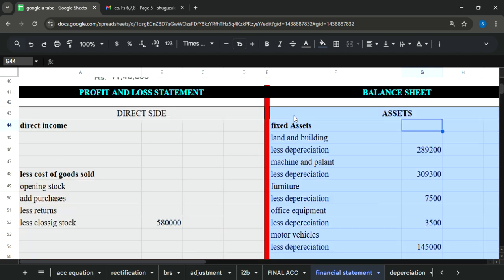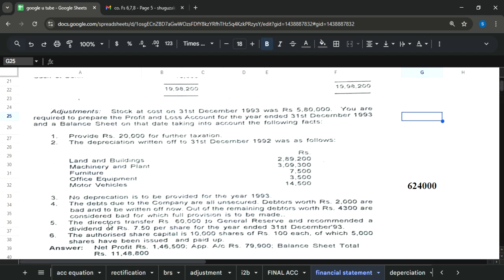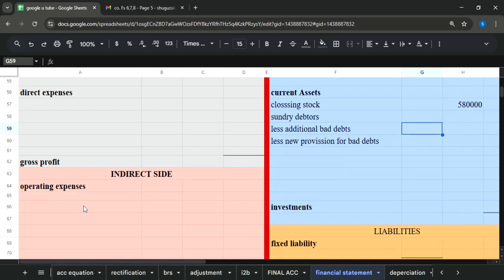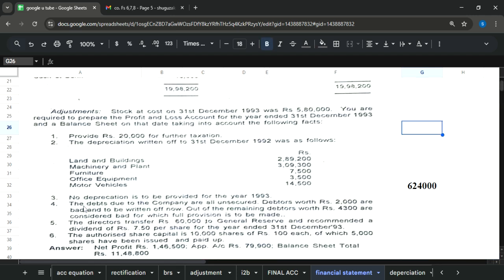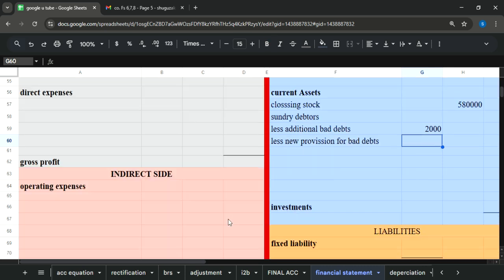And here please note it down. Debts due to the company are all unsecured. Debts worth rupees 2000 are bad. These are additional bad debts. So mention 2000 on the current asset side, which would be subtracted from debtors. And beside that, it is said 4300 are considered bad, for which full provision is to be made. This is your new provision, 4300. It would also be subtracted from debtors.